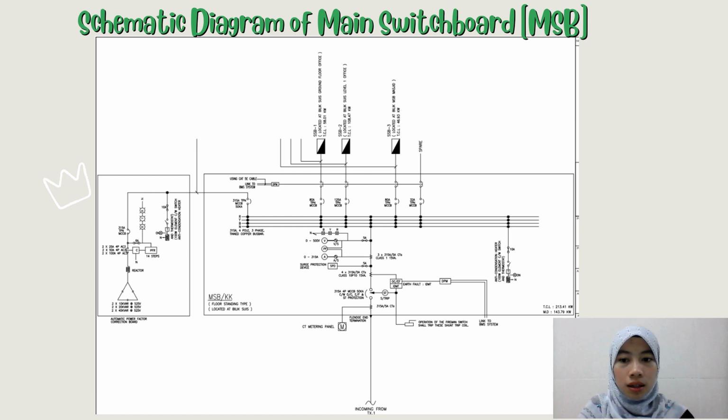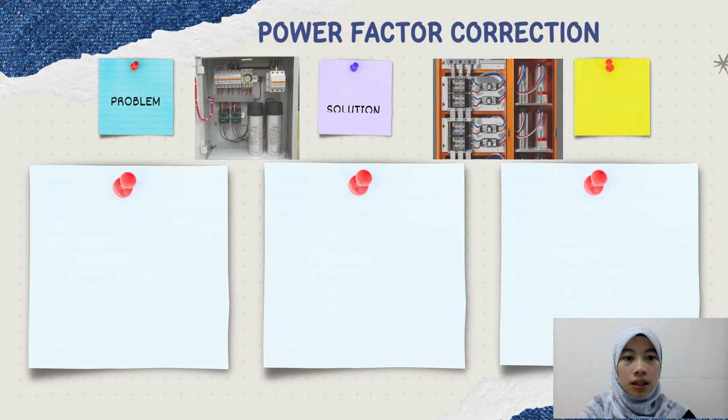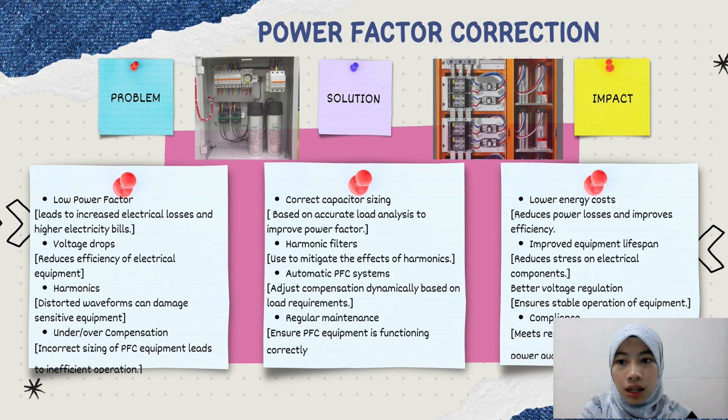And this is an example of the schematic diagram that we made in assignment 3. Also at this MSB, we provided protection devices, and we use OCEF and EMT for the relay. And next is the power factor correction.